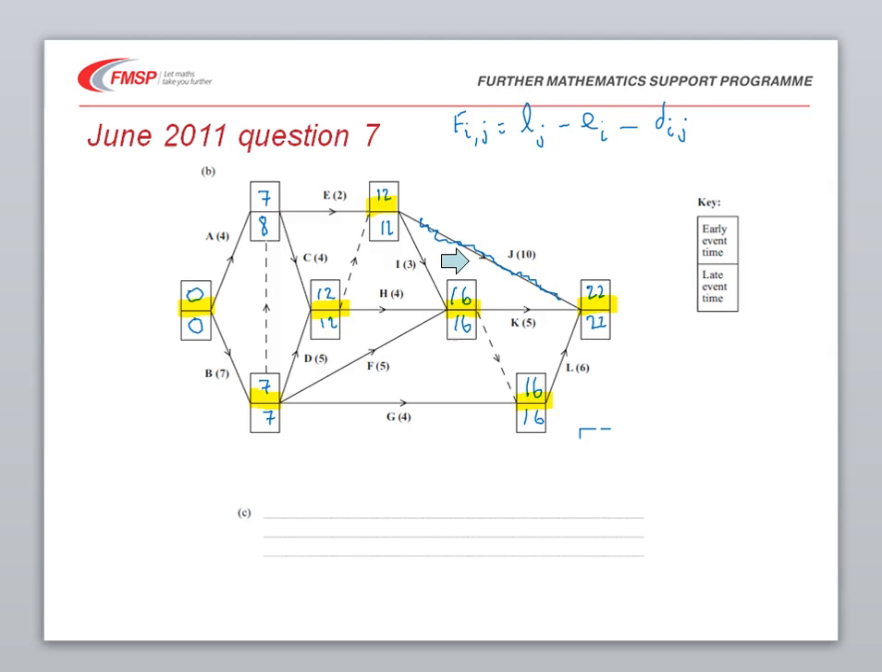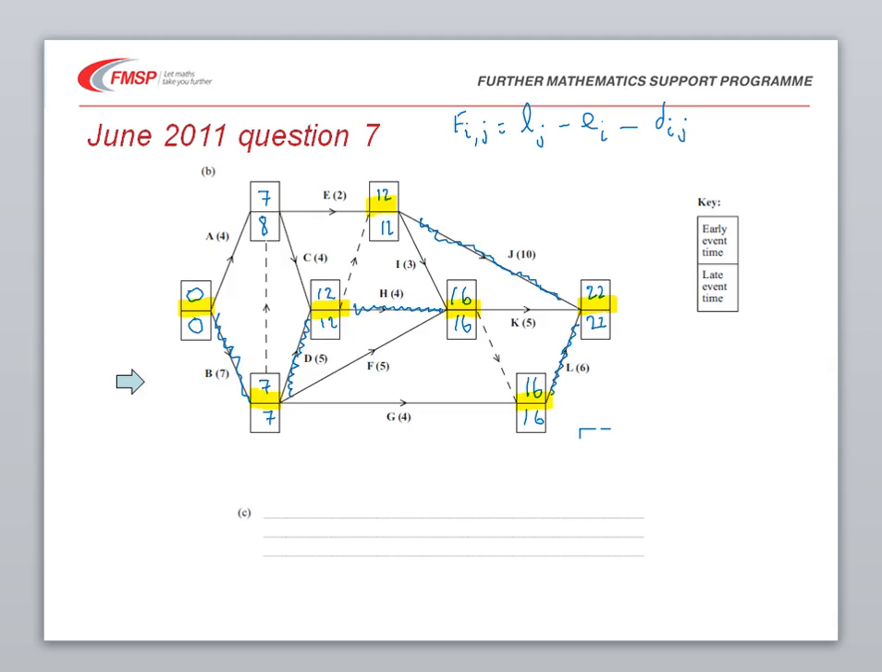Just to illustrate what I'm saying a bit further, if we look at K, although that joins together two critical events, the 16 and the 22 there, 22 minus 5 is 17, so K is not a critical activity. However, L is, because 22 minus 16 minus 6 is equal to 0. Continuing through, H is critical, and also D and also B. So those are the critical activities.